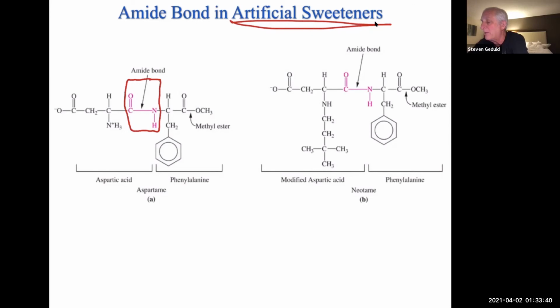Aspartame and neotame are the 2 artificial sweeteners. Aspartame is aspartic acid and phenylalanine. Those are the 2 amino acids joined by the amide bond. Okay. Neotame is your modified aspartic acid and phenylalanine. So those are 2 different artificial sweeteners that we created.